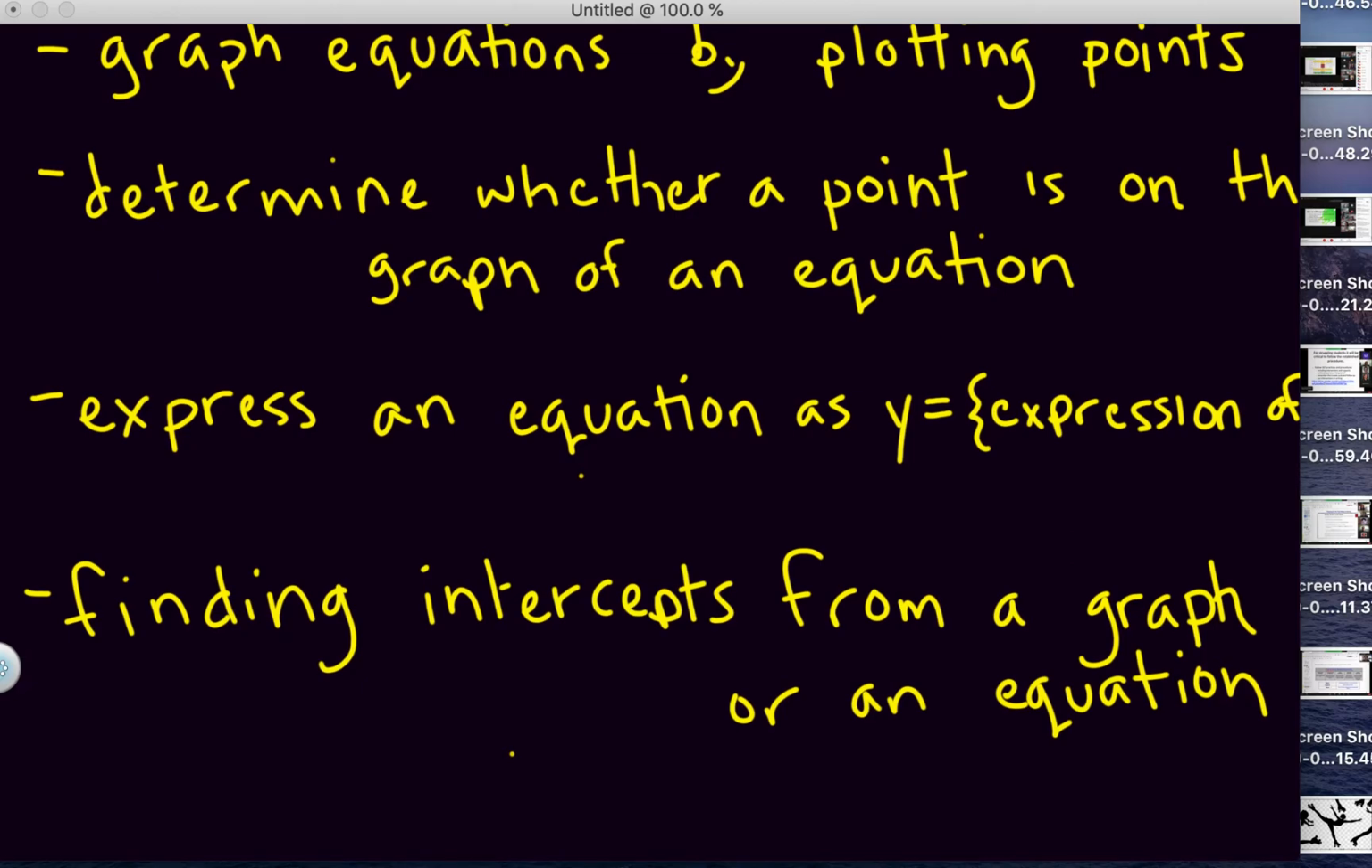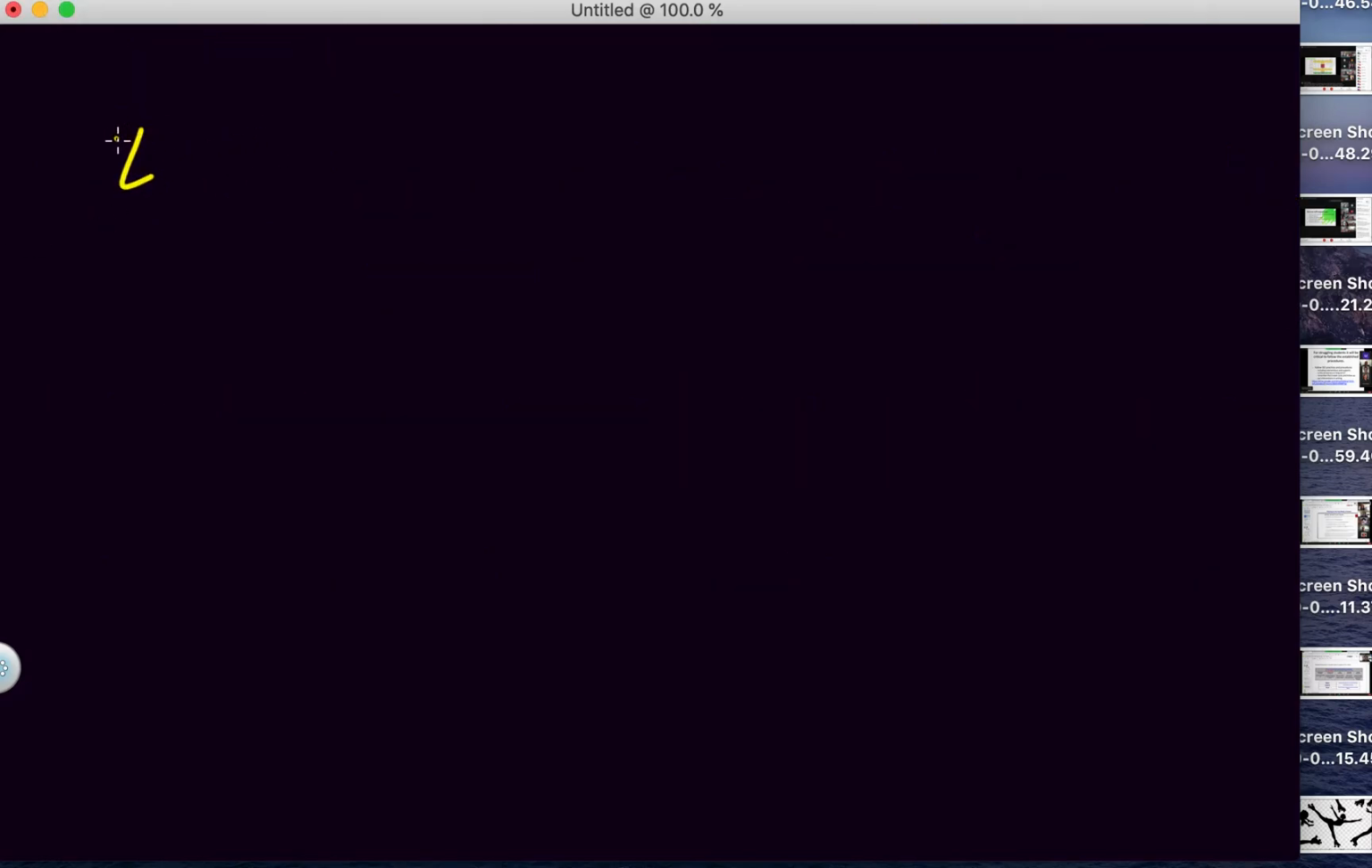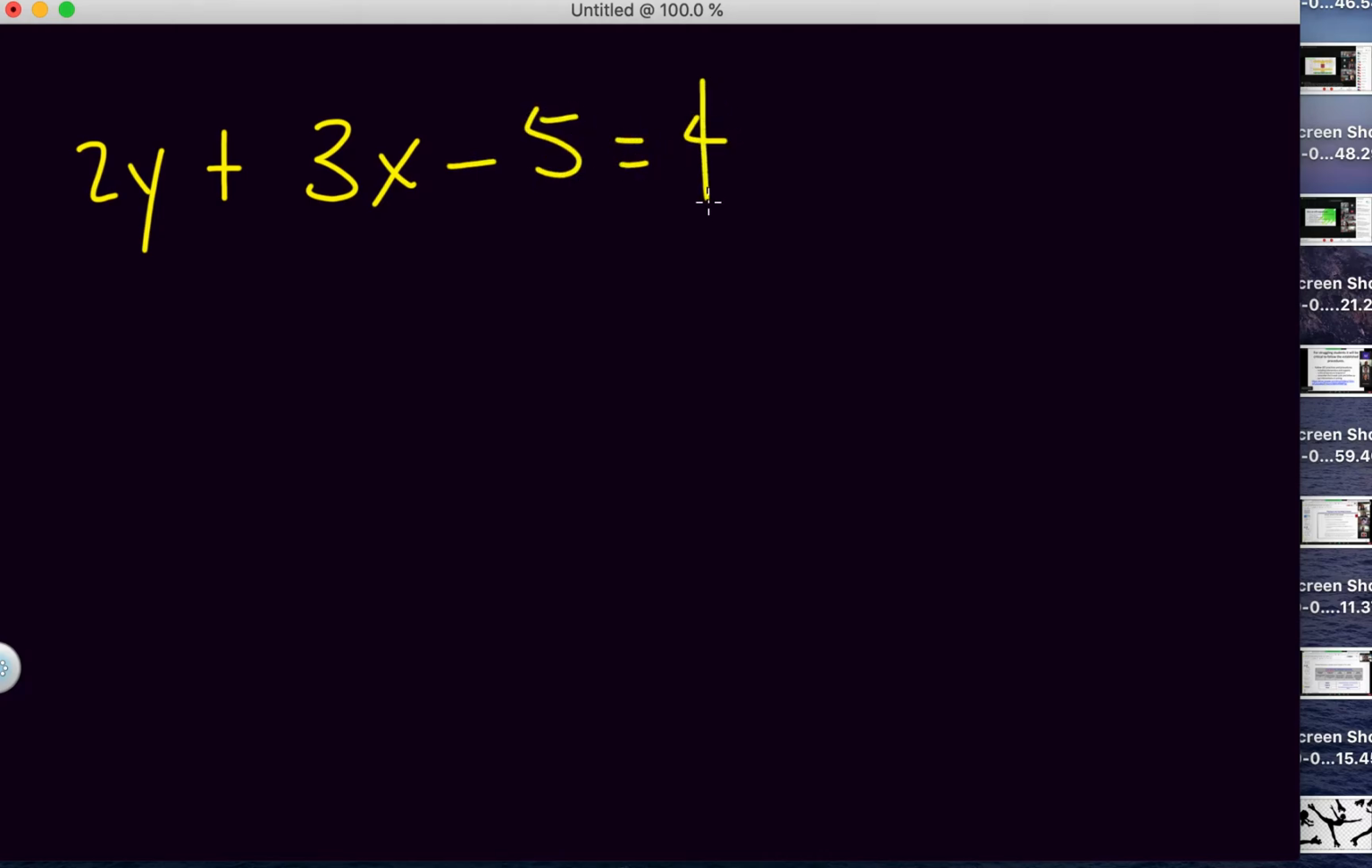Going on, we're also going to talk about how to express an equation as y is equal to an expression in x. So we want to see it in terms of x. So for example, if we have the equation 2y plus 3x minus 5 is equal to 4.